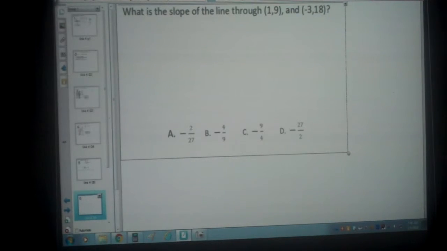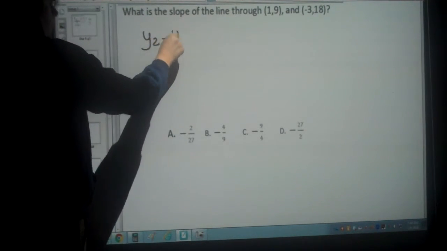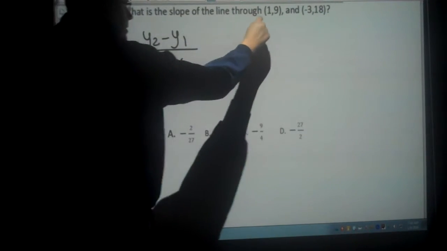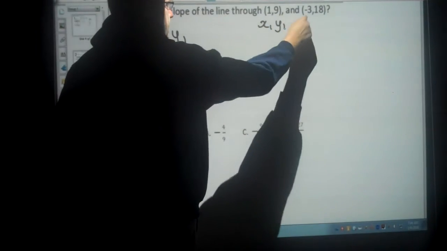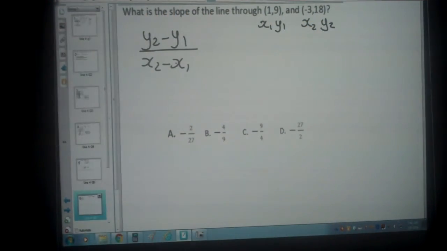What is the slope of the line through these 2 points? So we need a key formula for this question: y2 minus y1 over x2 minus x1. So this is our first coordinate. This is our second coordinate. Remember, x comes before y as well while we're doing this.